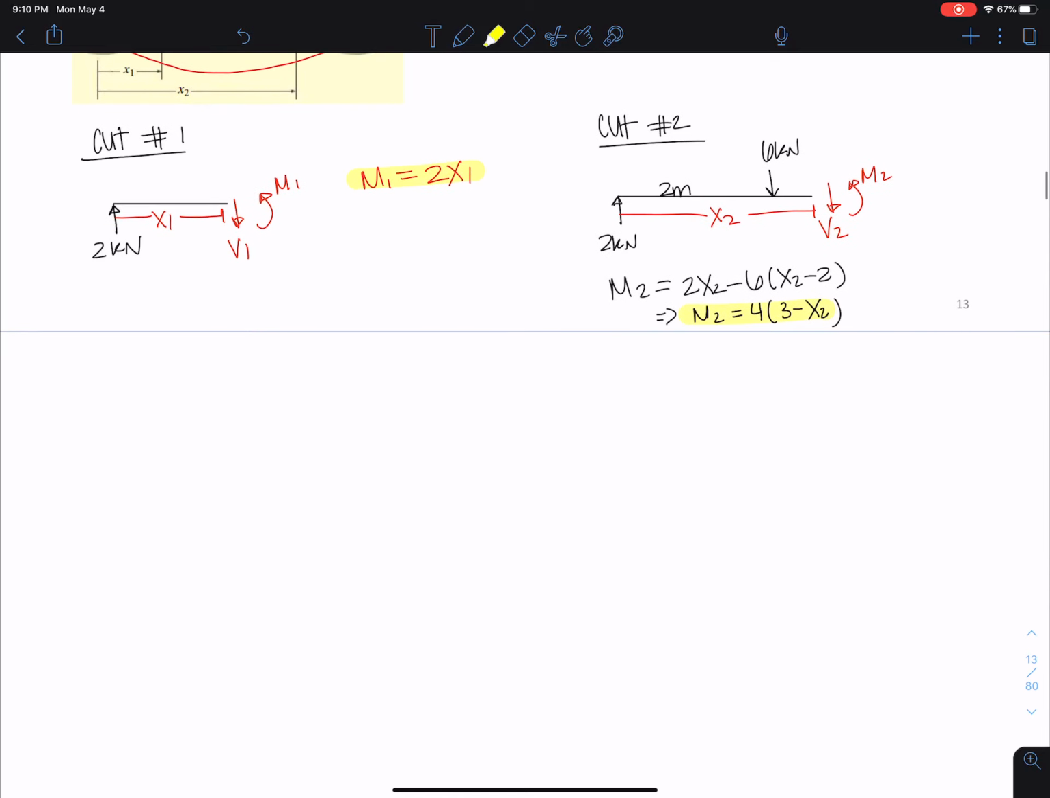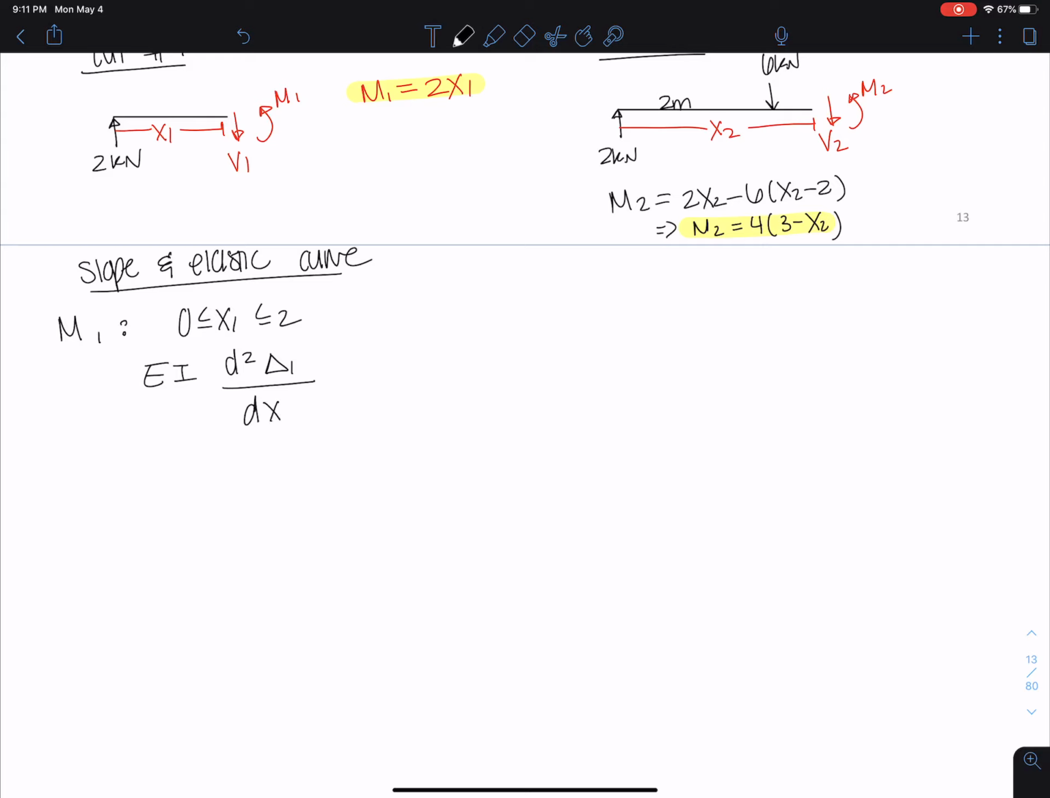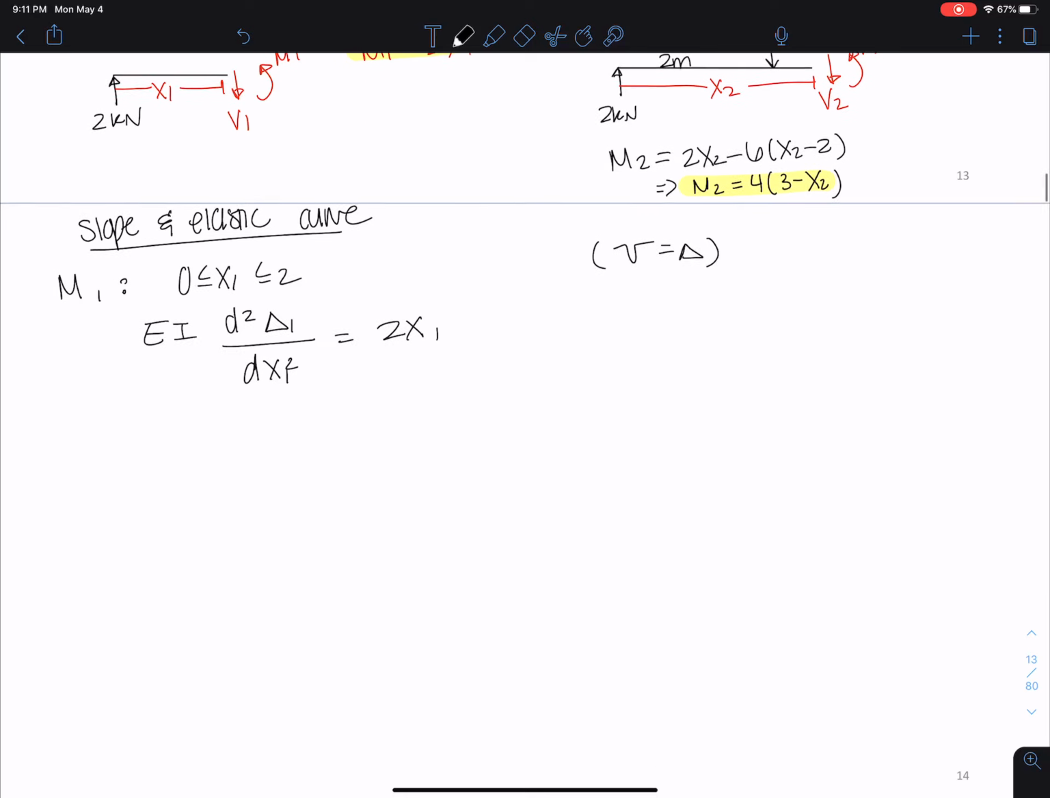Okay, now I can get into my slope and elastic curve. I'm going to use my moment 1, which is defined from x1 till 2. And you can go back and see those equations. I'm going to use d squared delta 1. I'm going to change them from v to delta because I don't want to confuse it with shear. I know that's equal to 2x1, just so we know v is equal to delta, this little v.